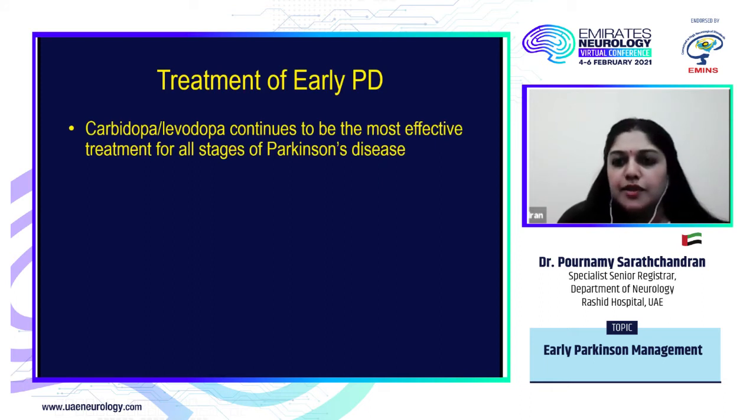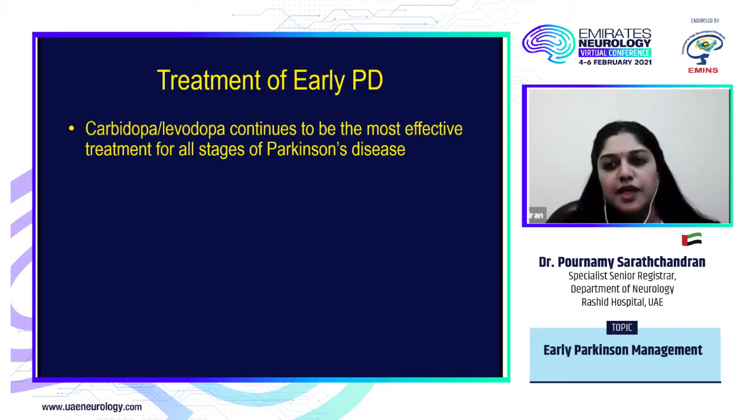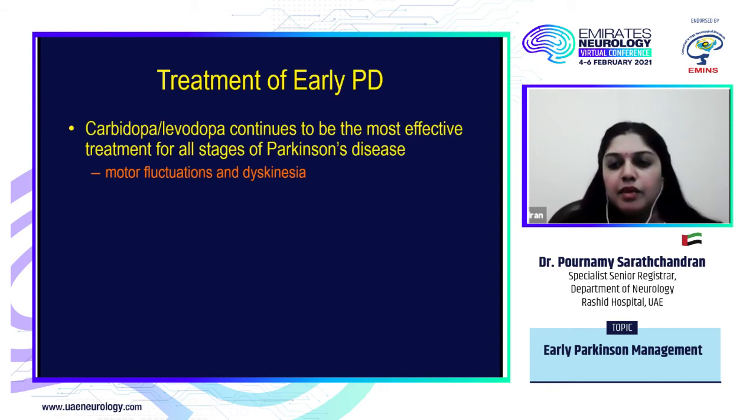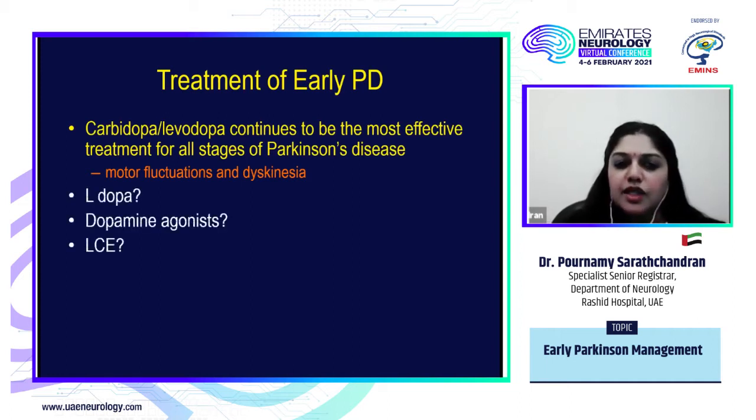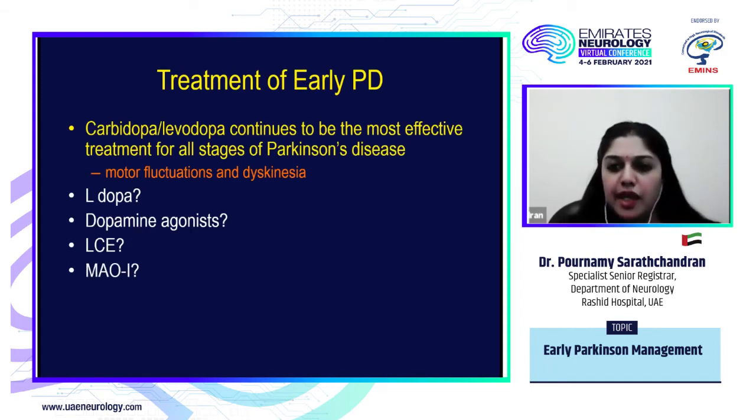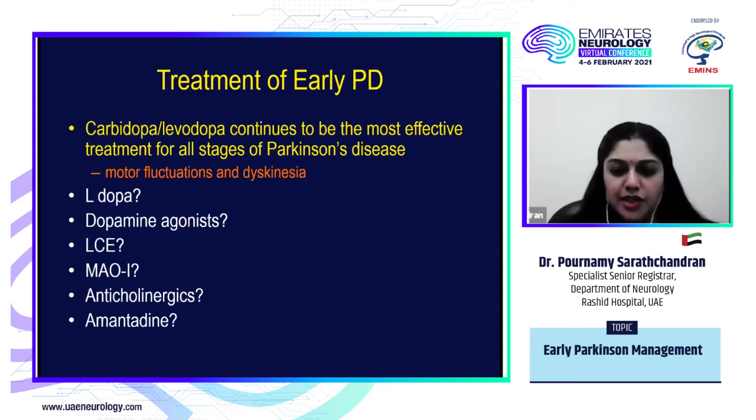So which one to choose? You know that in Parkinson's disease, whether it is in early stage or late stage, levodopa carbidopa continues to be the most effective treatment. But the problem is the emergence of motor fluctuations and dyskinesias after being initiated on treatment. So whether we start with levodopa or dopamine agonist or levodopa carbidopa entacapone, Stalevo, or should we give a MAO-B inhibitor, or should we start on anticholinergics, amantadine? Which one to choose? Let us see one by one.